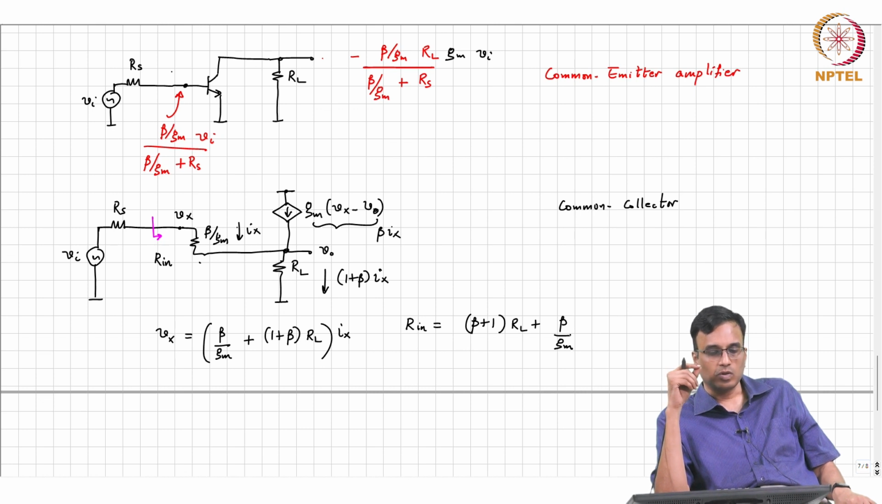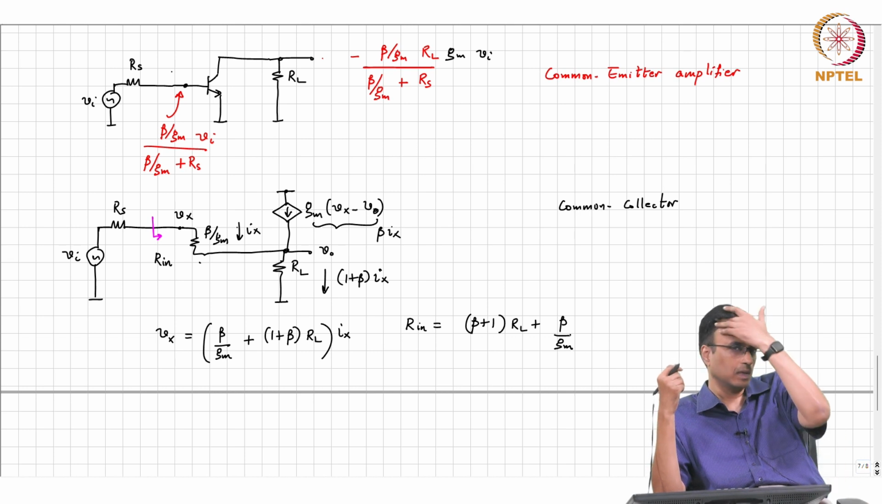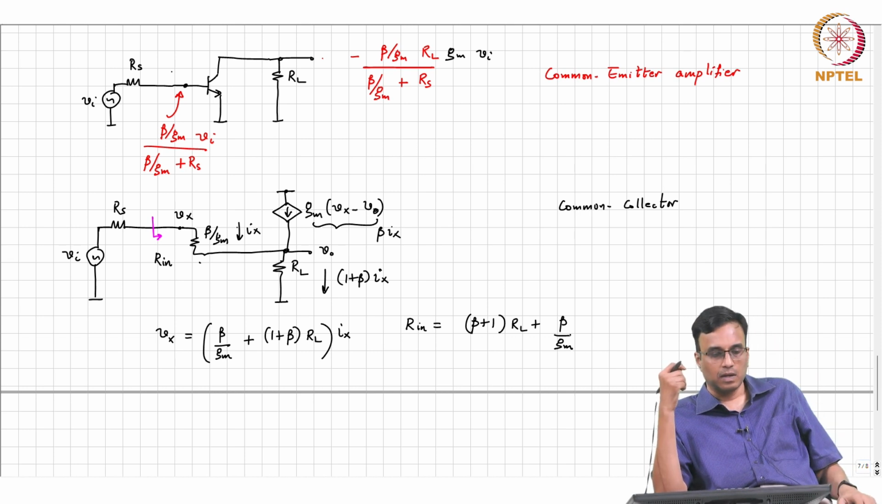Okay. So, sanity check, of course, as beta tends to infinity, input impedance tends to infinity, but in practice that's not really the case. With finite beta, you will have a large impedance, but it is not infinite. Okay, what comment can we make about the gain?